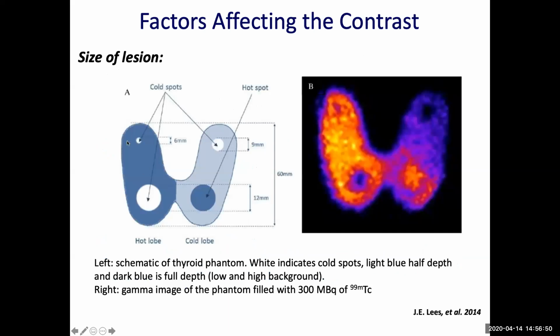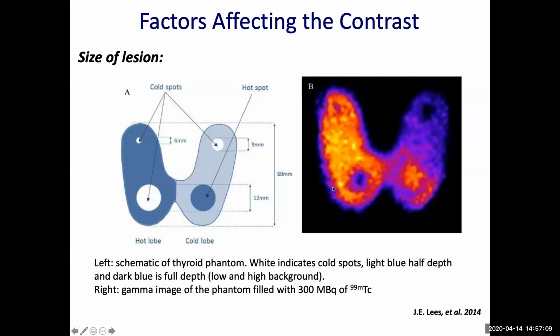This is a phantom. This is a thyroid phantom. We can see different regions. These are the cold regions here, and this is a hot region. This is low background. This is high background. This phantom is filled with technetium-99m, and we can see that the hot spot here can be seen easily.